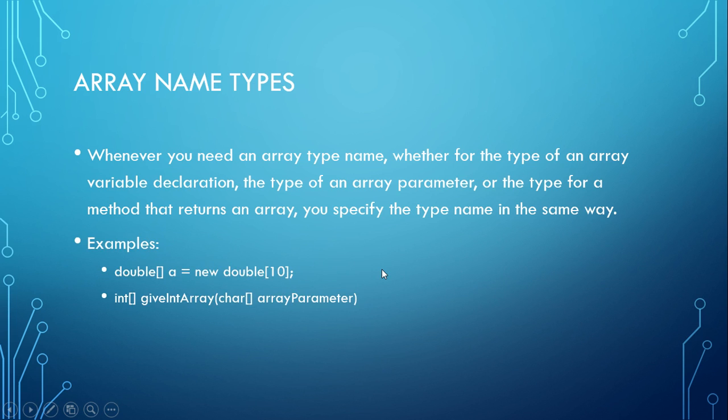So just a quick example here. double[] a = new double[10]; int[] array, char[] array parameter. So just some quick examples right there.